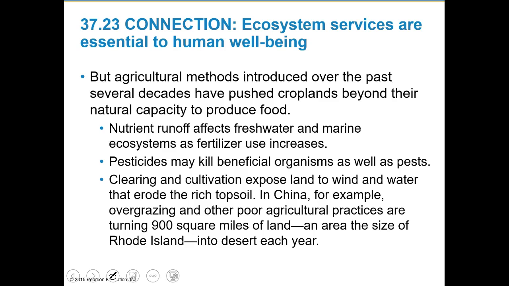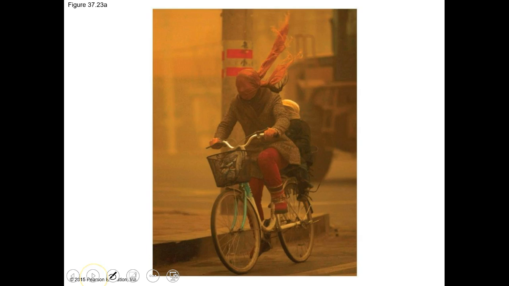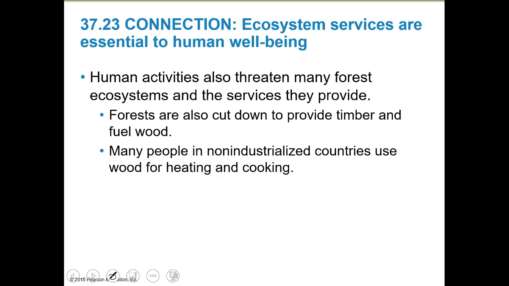So agricultural methods introduced over the past several decades have pushed croplands beyond their natural capacity to produce food. So we get more runoff that affects freshwater and marine ecosystems. Pesticides can kill some beneficial organisms as well as pests, and clearing and cultivating exposes land to wind and water that erode the topsoil, which is really rich in nutrients. So in China, for example, overgrazing and other poor agricultural practices are turning 900 square miles of land, an area the size of Rhode Island, into a desert each year. Very sad. So that ends up happening a lot, these sandstorms, and it's just terrible.